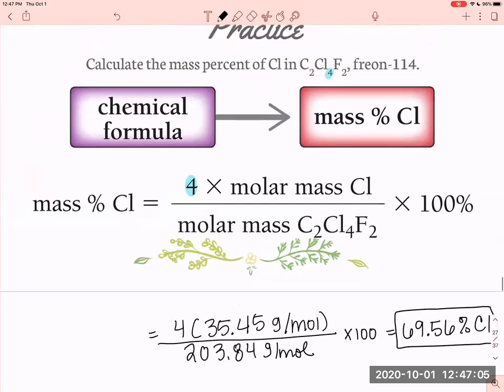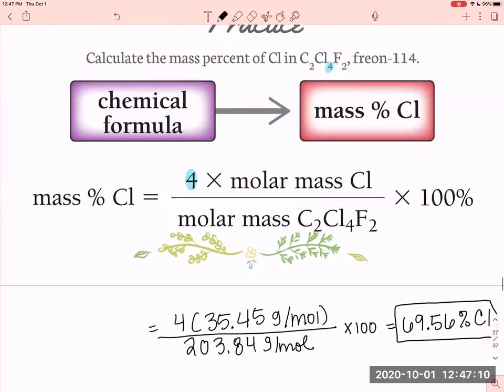114 is just telling you the mass of the Freon. It's an identifier. There are multiple Freons out there. Oh, it's not the mass of this Freon, it's just an identifier. Okay.